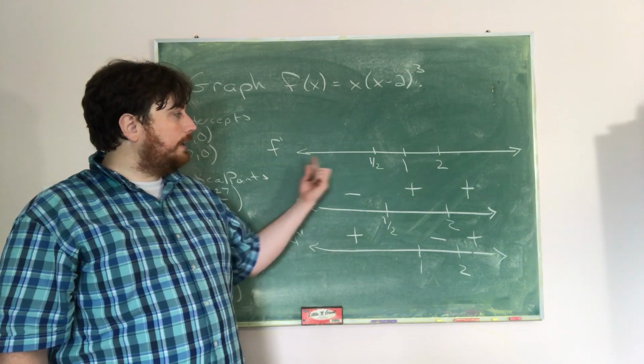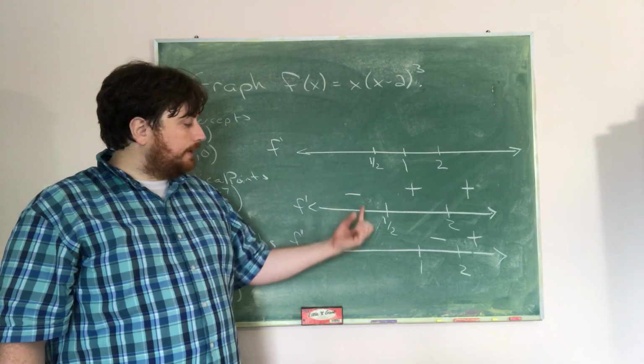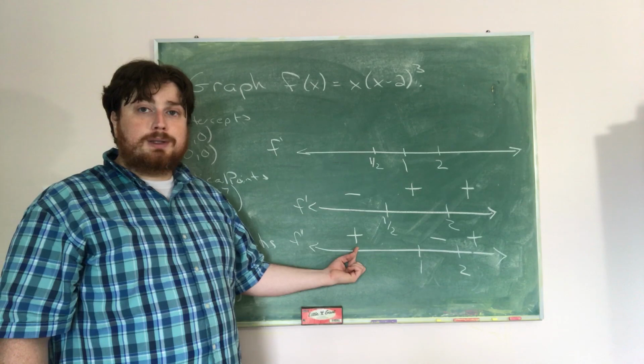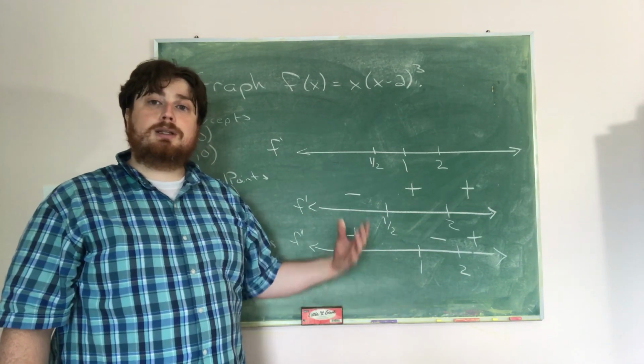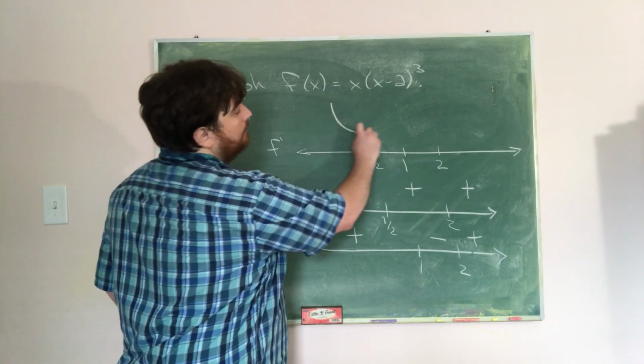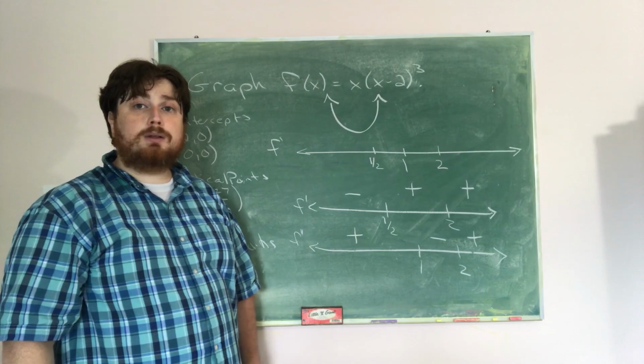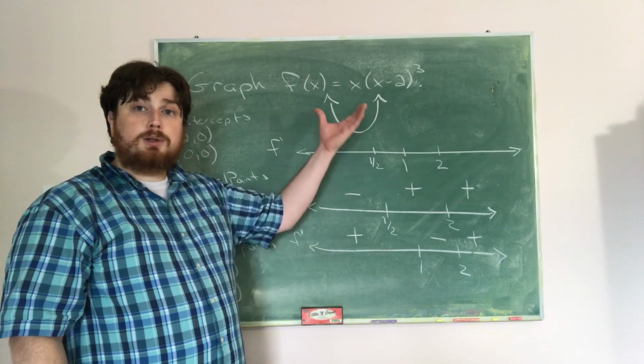So if I look at the interval negative infinity to 1/2, what I notice is that my function is decreasing and concave up. So what I want to think about is, what does a decreasing concave up function look like? And so I'm just going to draw a concave up function. So there's concave up. It looks like a bowl pointing up.